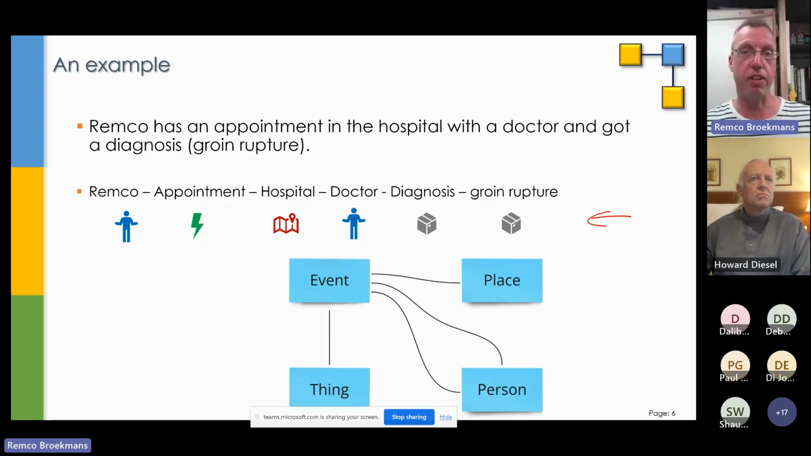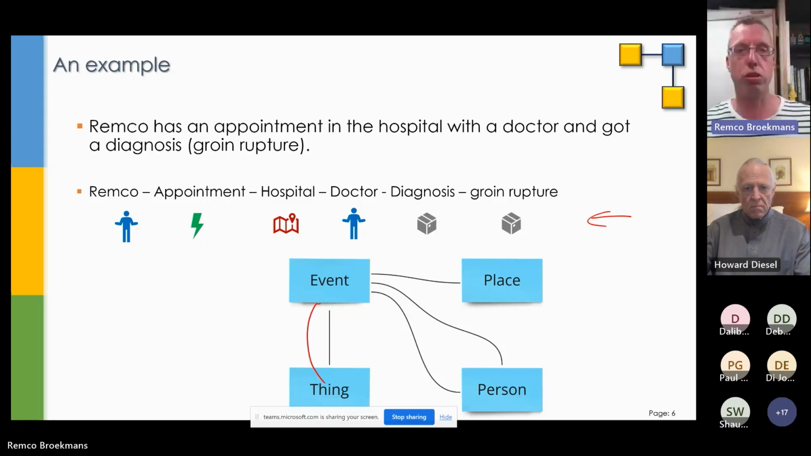I have an event and it's related to a thing. Actually, it should be related to two things. It happens to be in a place and there are two persons involved. What does it tell me? Well, this is actually a very highly abstracted, generalized level of modeling.